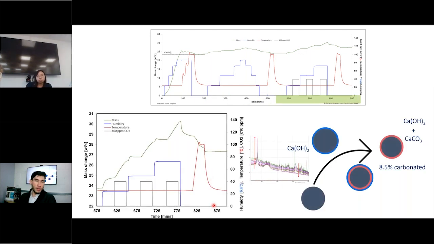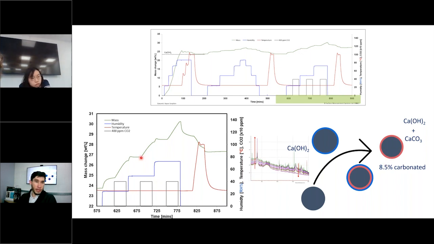And then we introduce humidity and CO2 at 400 ppm. This is multiplied by 10, so this is actually 400 ppm CO2, and we see what happens with the particles. We see uptake of water on the surface, and when CO2 is introduced, we see the start of a reaction. We see the increase here, and we know that this corresponds to a carbonation process. So first the water covers the particles, and then CO2 starts carbonating the particles.